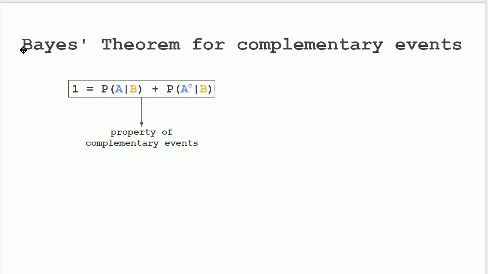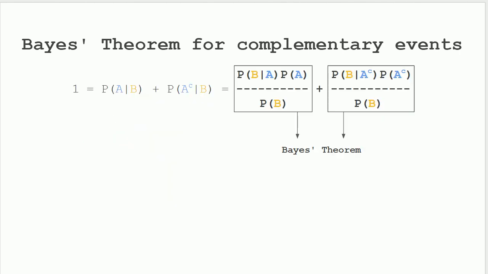But let's go on to talk about Bayes' theorem for complementary events. So when you have complementary events, you can tweak Bayes' theorem to your favor. So this right here is just a property of complementary events. These two things have to equal 1, right? A complement and A must equal 1, given that they're both given B, so that means they're in the same relative space. Okay, so what we have then is this. So this is Bayes' theorem, the individual Bayes' theorem for each of these two things.